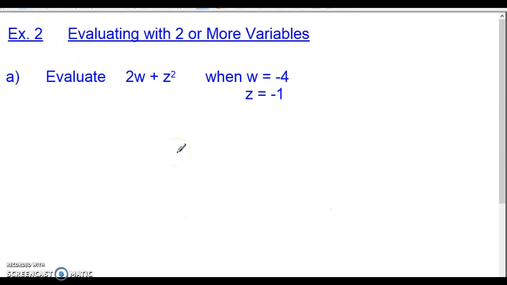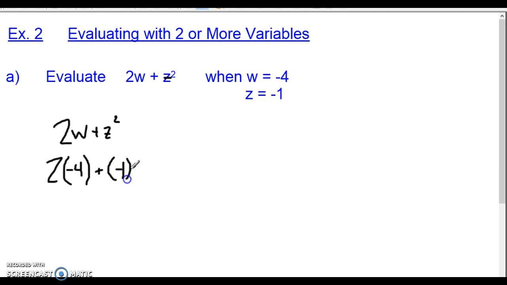Okay, evaluate 2w plus z to the second power. I always make sure when I'm writing my z's that I put a line through it, because if not, sometimes they can look like a 2. So I'm going to rewrite my expression, 2w plus z squared. That's what I'll do on my homework as well. Now I'm going to plug in these numbers. So w equals -4. So 2, I'm going to use parentheses, which means multiplication. 2 times -4 plus -1 to the second power.